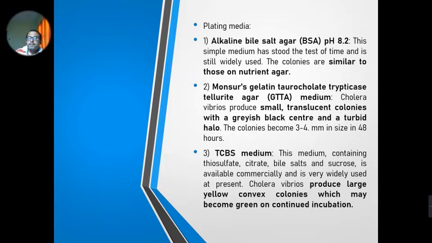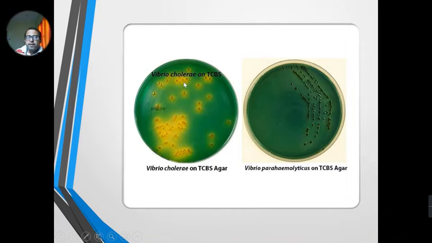The next plating medium is the TCBS medium. Why is it known as TCBS? Because it contains thiosulfate, citrate, bile salt and sucrose. This is the widely used commercial medium in laboratories for the isolation purpose. When we grow this bacteria on this TCBS medium, it produces large yellow convex colonies which may become green on continued incubation. As we continue growth on this medium, the colonies become green in color. You can observe here the TCBS medium where this bacteria produces yellow convex colonies, which are yellow earlier and later become greenish.